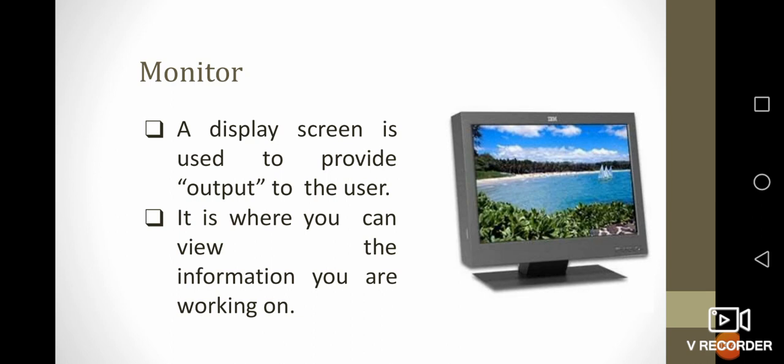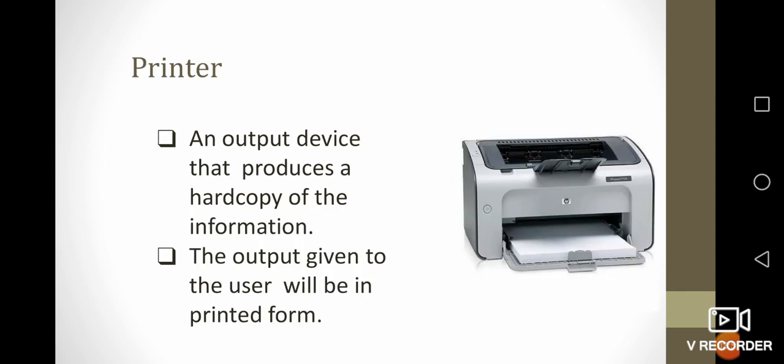What is a monitor? The monitor is an output device. You can view the information, that is the output, on the screen, and you can also view the working execution in sequence on a monitor. The next one is a printer. You get the output in a hard copy form. The soft copy is what you can see on the screen, and the hard copy means you get some paper with the details on it. It could be an image or any data that you are giving to the computer.